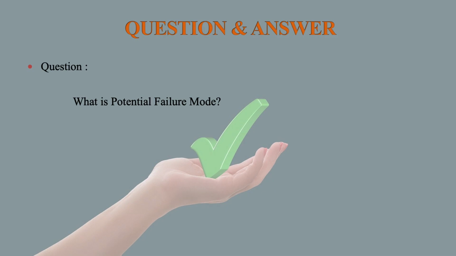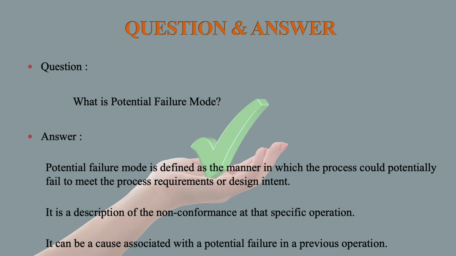So now a question: what is a potential failure mode? A potential failure mode is defined as the manner in which the process could potentially fail to meet the process requirements or design intent. It is a description of non-conformance at that specific operation. It can be a cause associated with a potential failure in a previous operation.